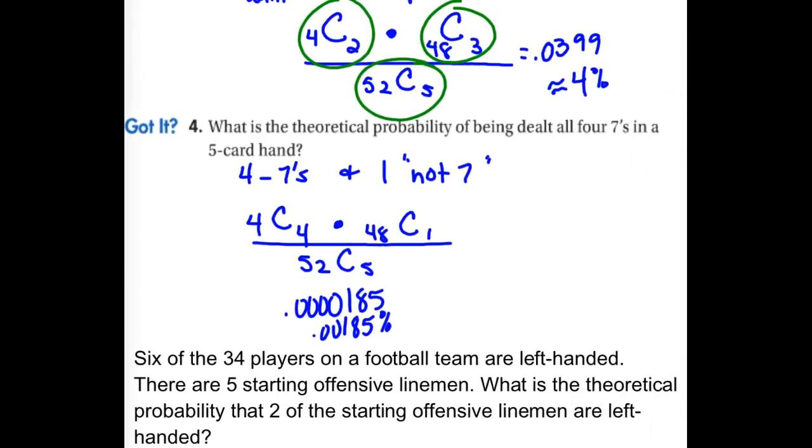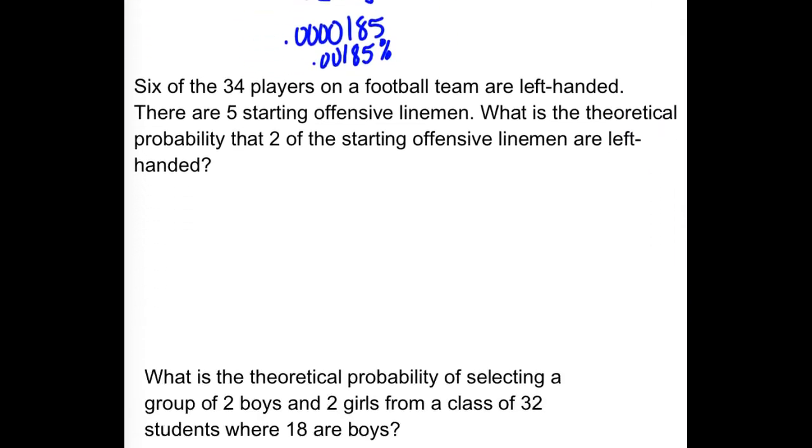Our next question says 6 of the 34 players on a football team are left-handed. There are 5 starting offensive linemen. So we have 34 players and there's 5 that are going to be the starting offensive linemen. What is the theoretical probability that 2 of those are left-handed? Okay.